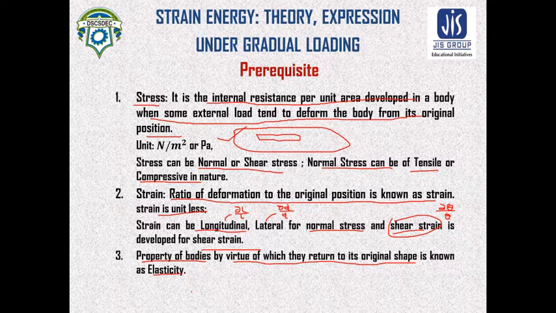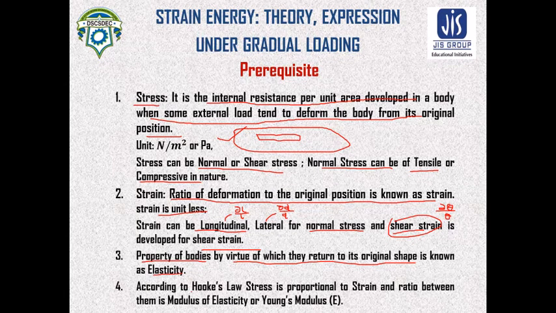This is also well taught in the previous semester. According to Hooke's law, stress is proportional to the strain, and the ratio between them is known as Young's modulus or modulus of elasticity. That means if sigma is the stress and epsilon is the strain, then the ratio between them is constant, and that constant is known as modulus of elasticity or Young's modulus. So these are some prerequisites which are important for the study of the strain energy. We have revised all of them.